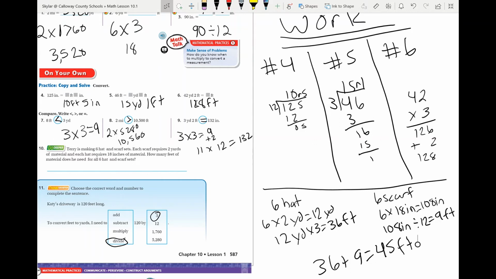Number 8, we actually already found out that 2 miles is 10,560 earlier, but in case you forgot, miles to feet, so you're going to have to multiply those 2 miles by 5,280 and you'll get 10,560, which is bigger than that. Number 9 and number 10 might have been a little bit tricky for you. I didn't even write down my answer to number 10, oops. Number 9, we have 3 yards and 2 feet.